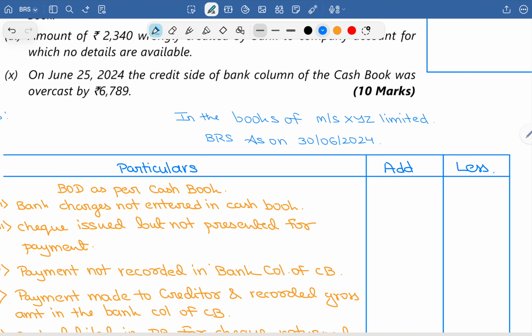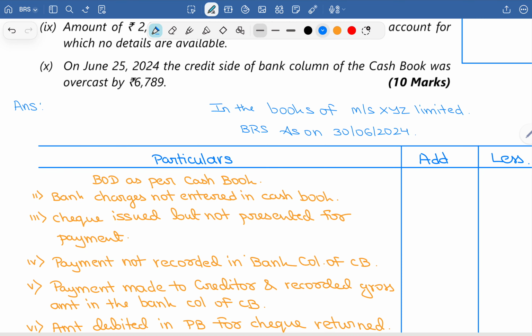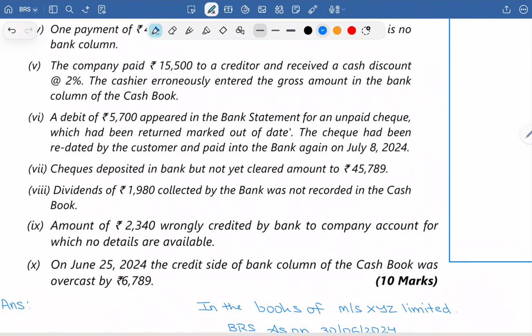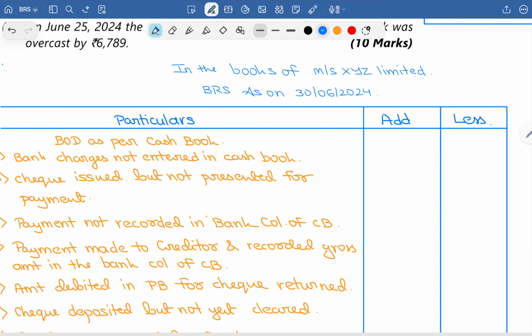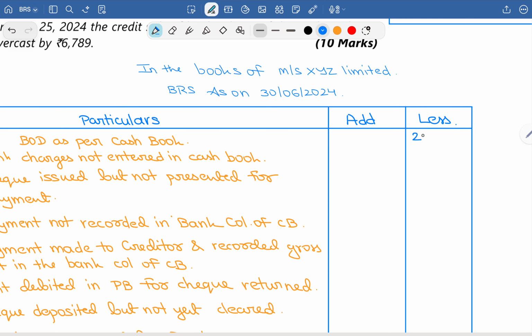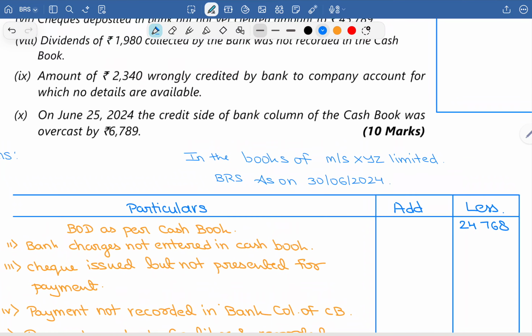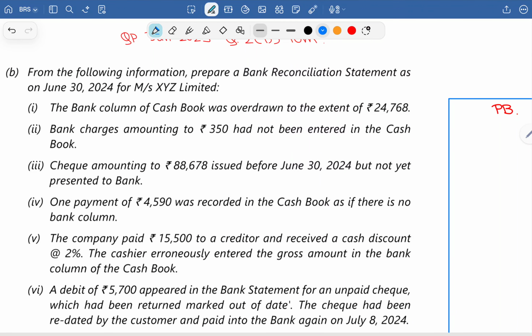Then BOD as per cash book. So in the less column we will write the amount 24,768. Then adjustment number 2.